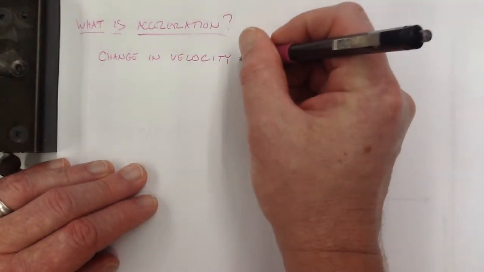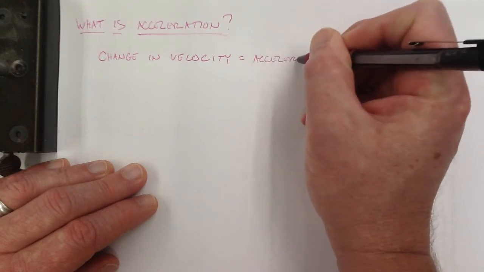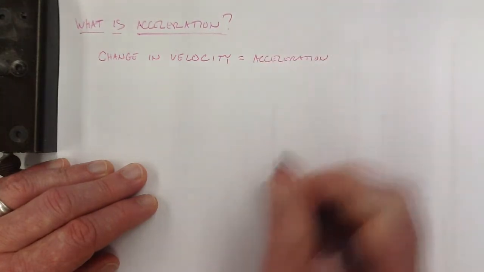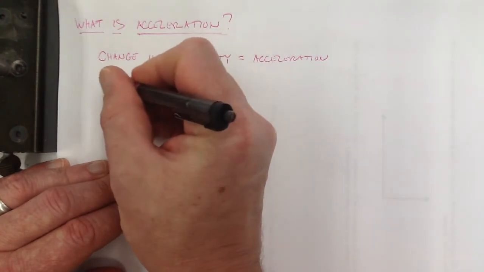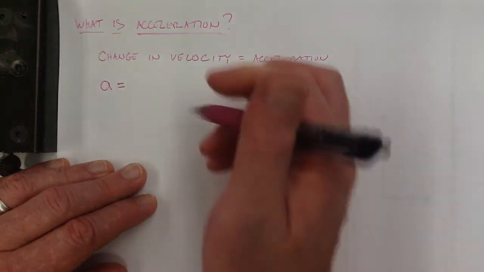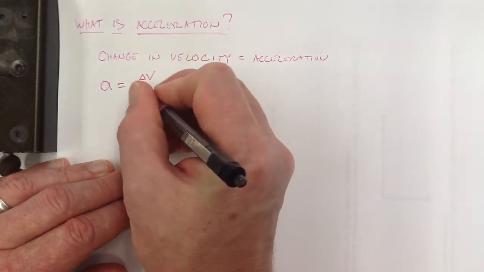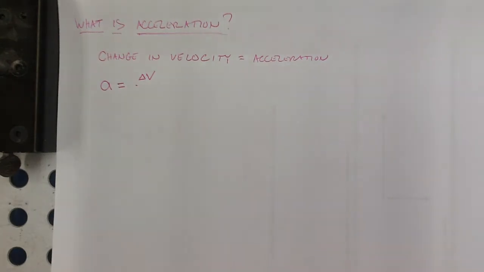So change in velocity is equal to acceleration. Now, how do we actually measure this? So acceleration, which we're going to use a lowercase a for, is equal to change in velocity. But you wouldn't want to say, if you got on the interstate, oh yeah, I sped up and went from 70 miles an hour to 75 miles an hour. Like, okay, great, but how long did that take you?